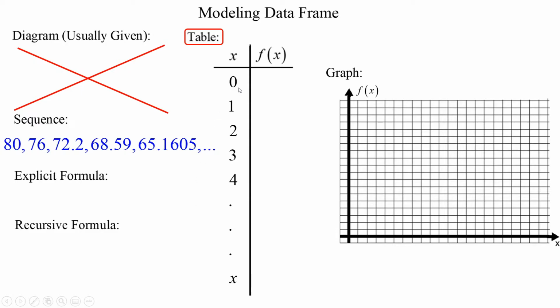Okay, now what is f of 0? 80. What is f of 1? 76. What is f of 2? 72.2. What is f of 3? 68.59. And what is f of 4?